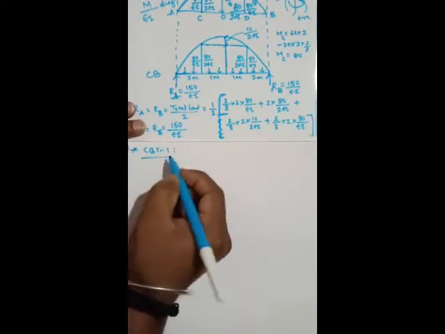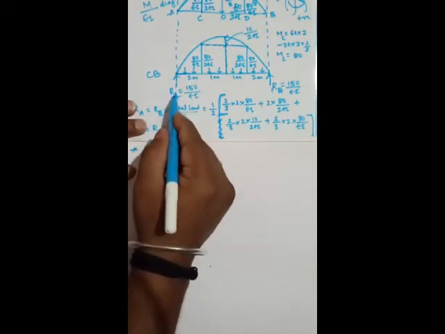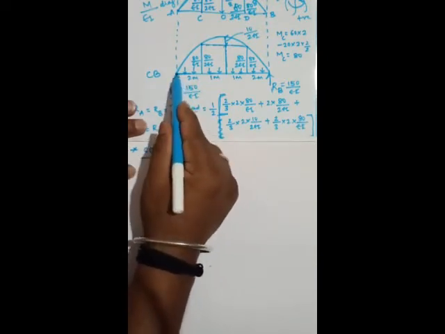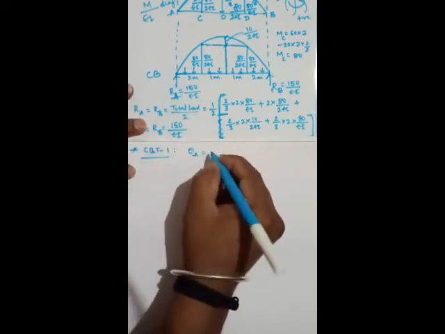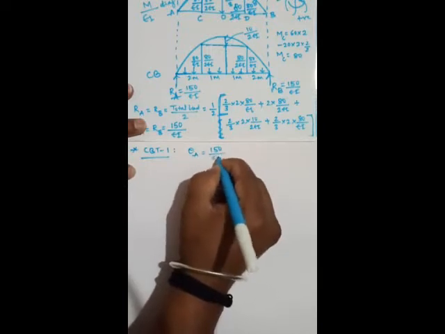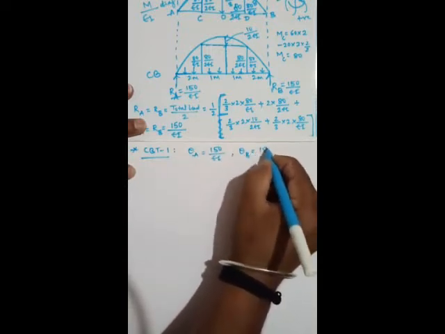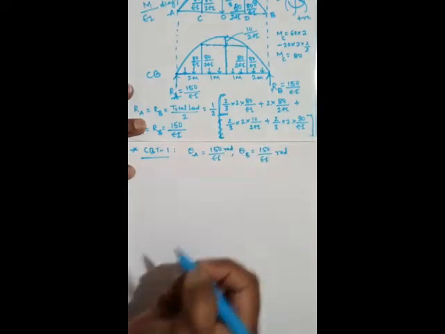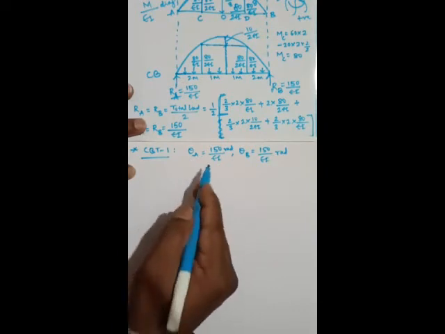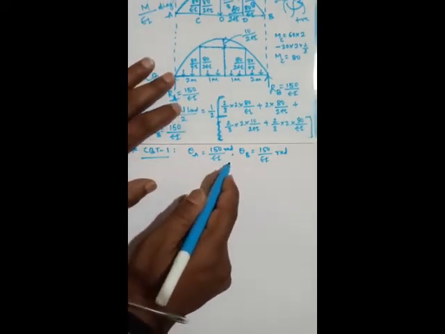If you are finding the slope at any point, you need to calculate the shear force. If I calculate the shear force at A, it is nothing but RA in the conjugate beam. So theta A is equal to 150 by EI, and theta B is also equal to 150 by EI. Since it is a symmetrical loading, both the slopes will be the same, correct? So 150 by EI, 150 by EI. This is theta A, theta B.